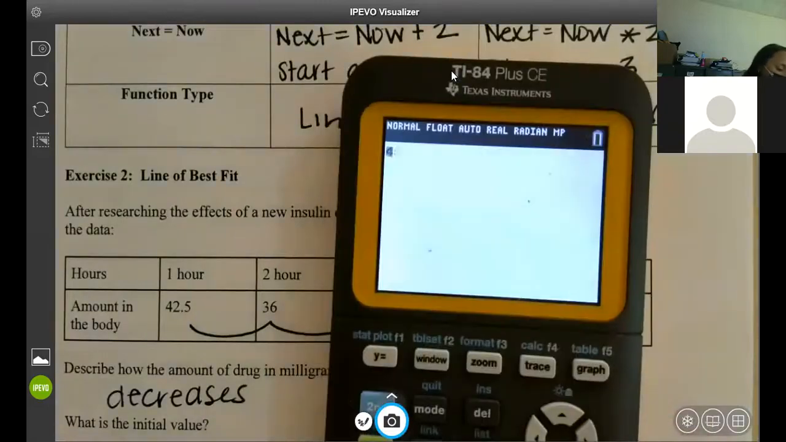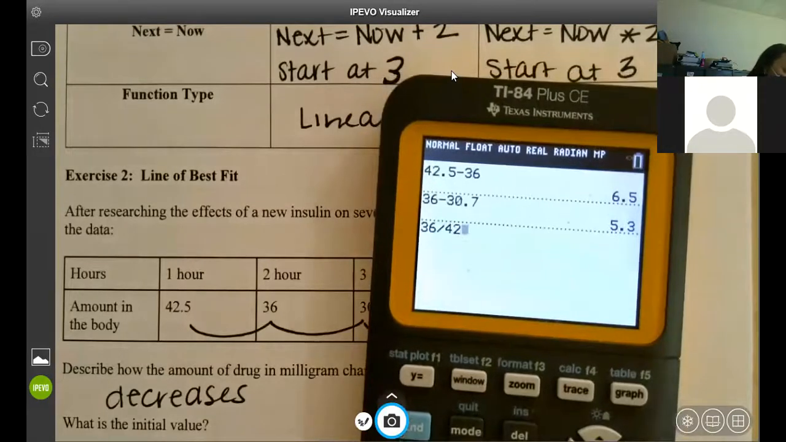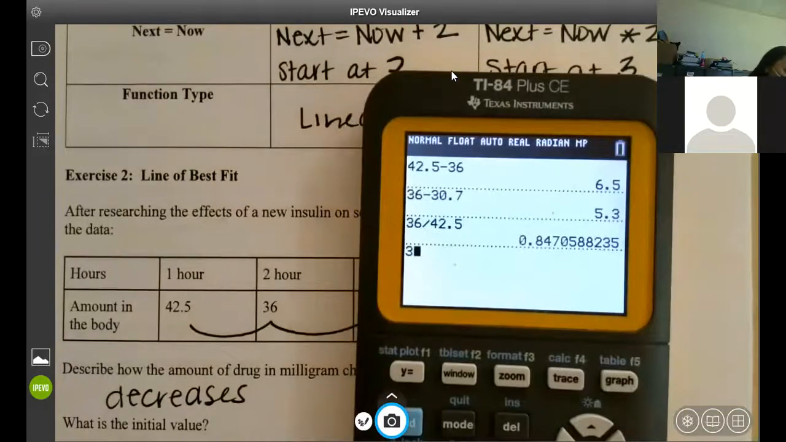Subtract it, thank you. You can do the first one's 42.5 minus 36. Or you could do 36 minus 30.7. You guys see how it's a little bit different each time? So, is this one linear? What do you think it is? Exponential. How do we tell if it's exponential? You do the opposite. You reverse, divide. So 36 divided by 42.5. And then you would do 30.7 divided by 36. And if you look, it's about the same each time.